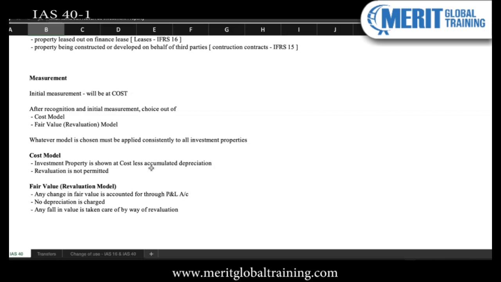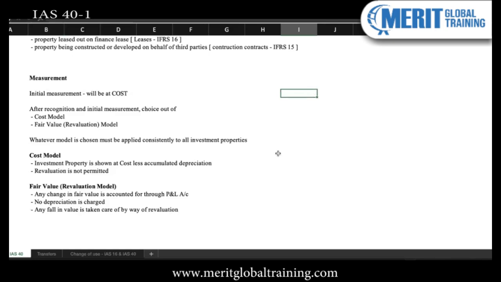And the moment you start using the fair value model for investment property, then no depreciation is charged. The idea is, see, any increase or decrease in the value of that particular asset is taken care of through the fair value change, and that fair value change is automatically getting routed through P&L. So if the fair value change is getting routed through P&L, then there is no need to record depreciation separately.